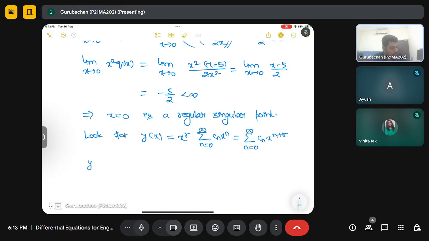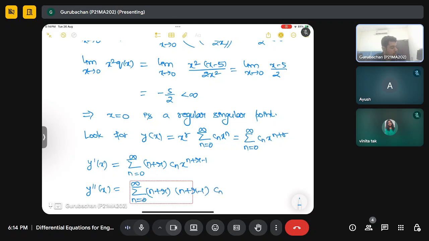So y dash will be the summation n from 0 to infinity. We will not change the summation because there is an r involved in the series. So (n plus r) c_n x to the power n plus r minus 1. y double dash x will be the summation n from 0 to infinity (n plus r)(n plus r minus 1) c_n x to the power n plus r minus 2.